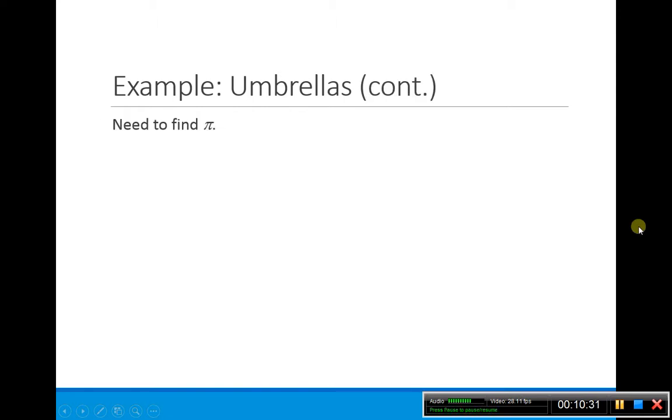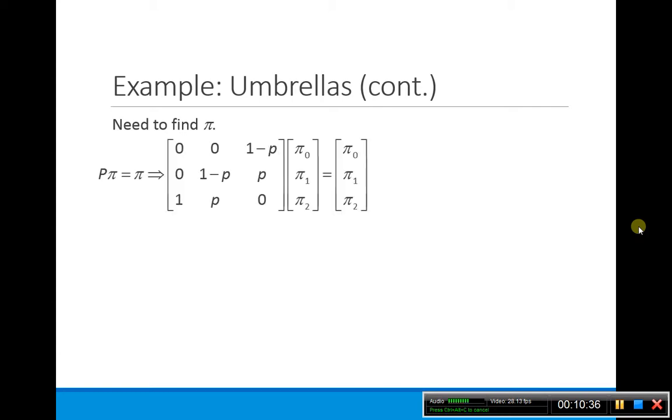So we need to find pi. We can't really use powers because we haven't actually been given a p, so we can't really plug it into MATLAB. And you can use something like Maple and symbolically do this, but I just find it easier to do it by hand. Okay, so in order to find the steady state, we're going to do p pi equals pi here. So just looking at what we have, here is our p pi equals pi.